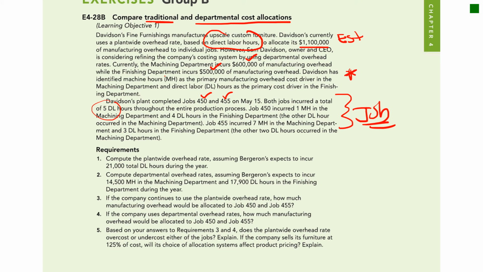Requirements are: Part 1, get the plant-wide overhead rate, assuming that it incurred 21,000 hours. So again, you'll take the 1.1 million, divide by 21,000 to get the overhead rate. Again, I'll show you on the next slide the actual calculation. Part 2 says compute departmental overhead rate. So again, notice they give you the expected activities there. We'll take the 600,000 and the 500,000, divide by these respectively. So that's part 2. And then part 3 will be allocating to the jobs based on one rate. Part 4 is going to be allocating to the jobs based on the departmental rates. And then basically you do the comparison in part 5.